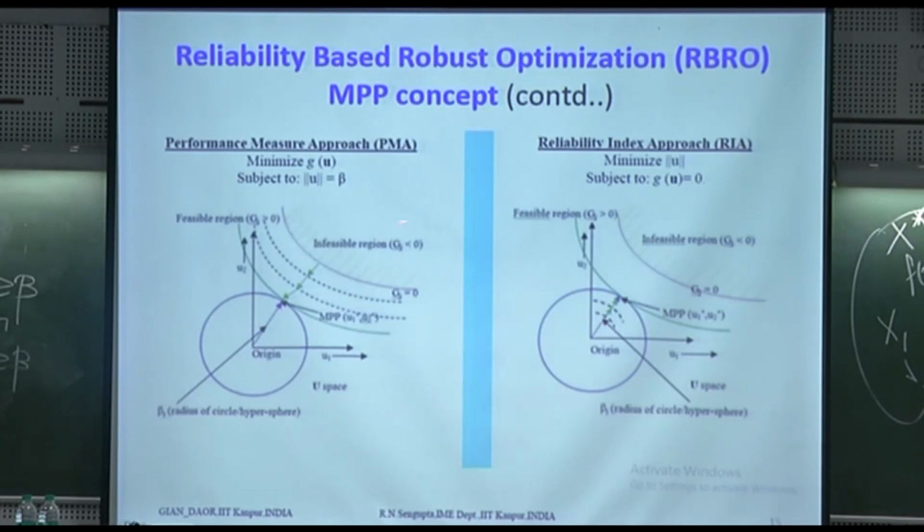In one case, you are doing a simple translation. In the other case, you are basically expanding the circle, and in another case, you are shifting the boundaries such that the point where the circle and the boundary meet would give you the MPP point in the U space, based on which you are going to find out the best answer. So this is the methodology of how it works.